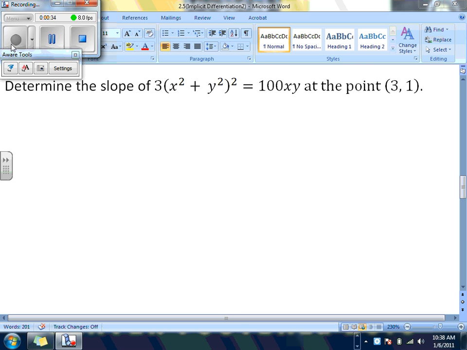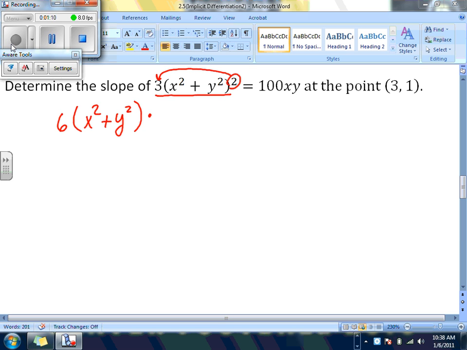All right, so we're going to determine the slope, which means we're going to take the derivative. When we take the derivative, looks like we are going to have to do the chain rule in here. We have an inside function and we have an outside. I'll take the derivative of the outside, so we'll bring my 2 down, and we'll decrease the power by 1, so I'll have 6 times (x squared plus y squared). And then I need to take that times the derivative of the inside, because that's what the chain rule says.